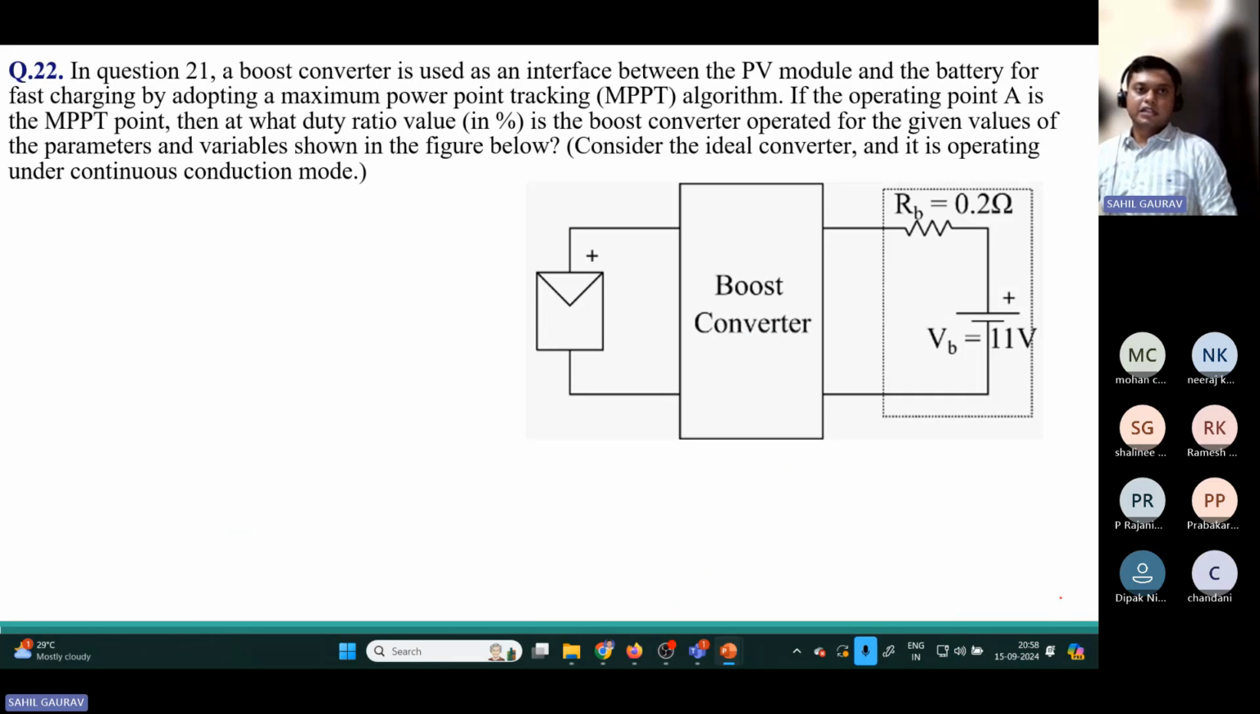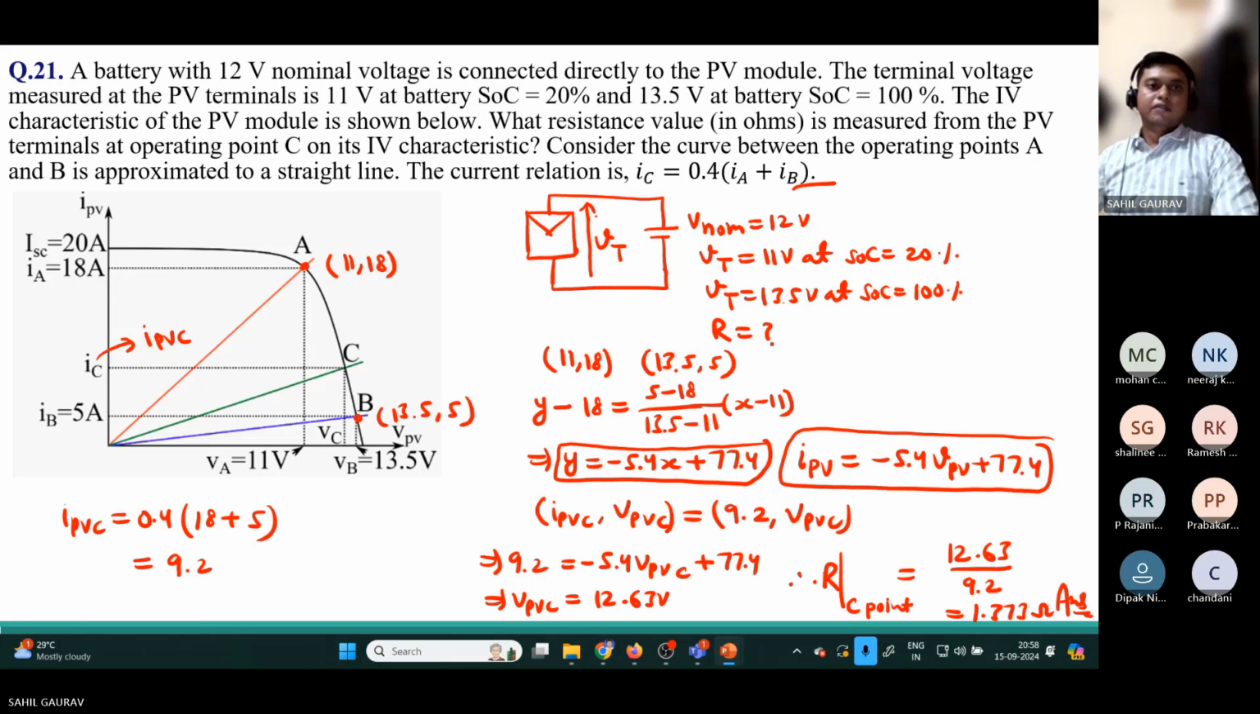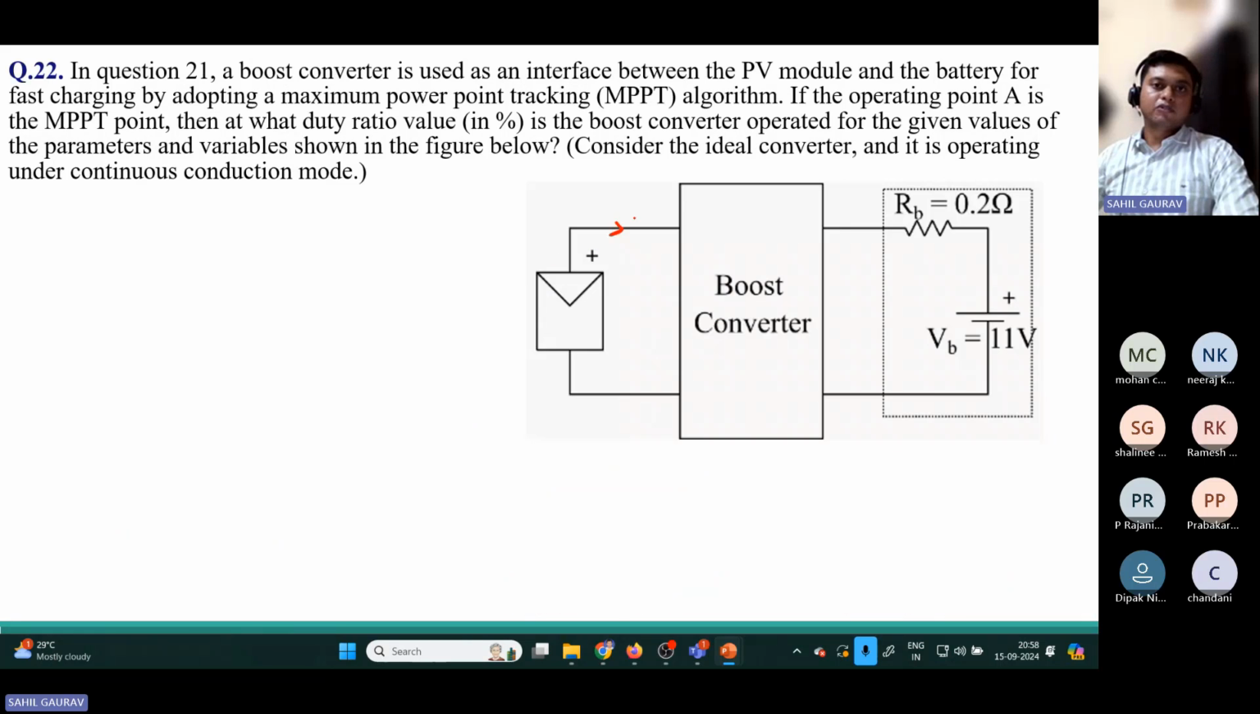Let us see the next problem, the second last problem. In this, a boost converter is connected in the middle, and you have to find the duty ratio such that it will operate at MPP. So we have seen in the last problem, this terminal voltage is for the MPPT point. This terminal voltage is 18 volt and current rating is 11 ampere.